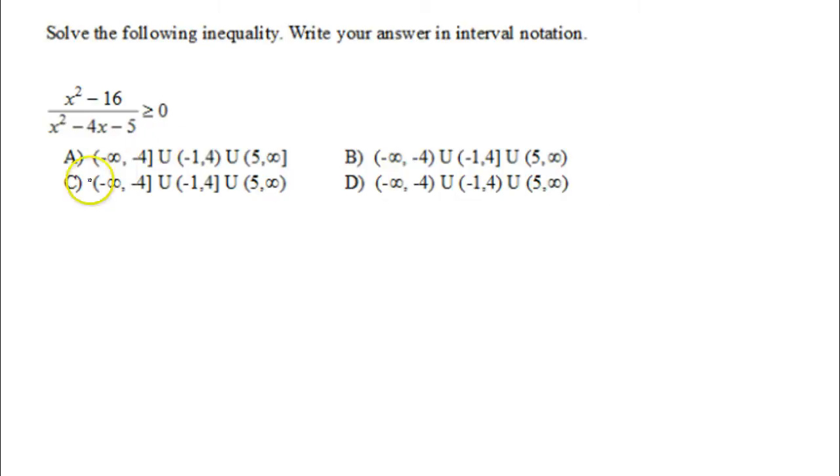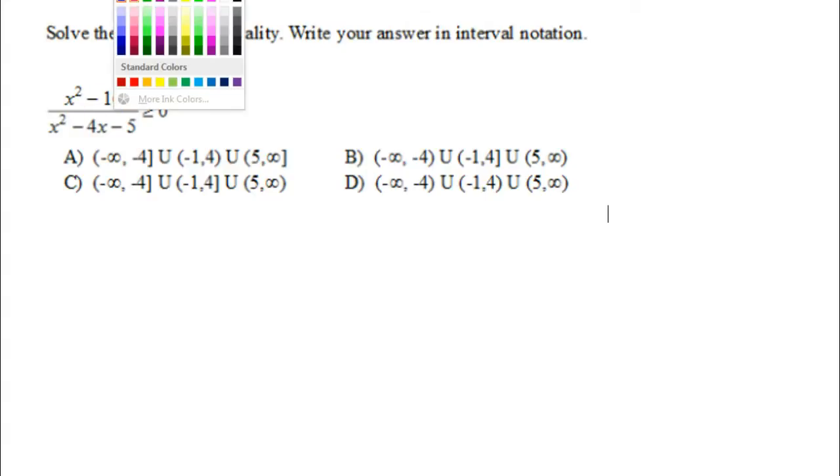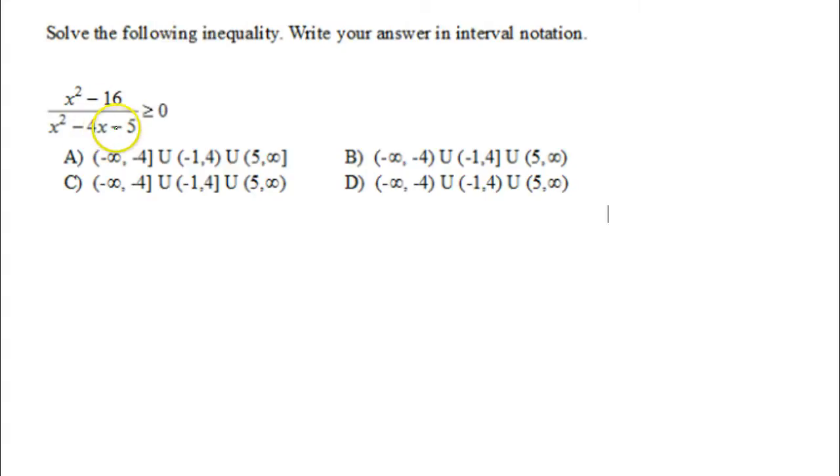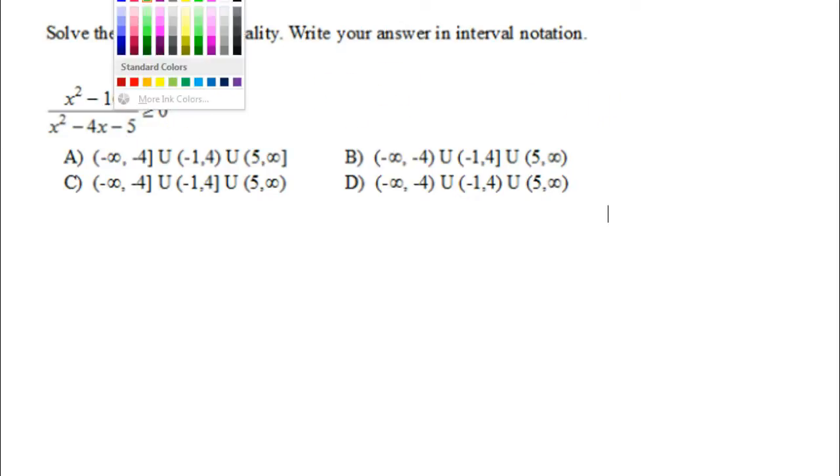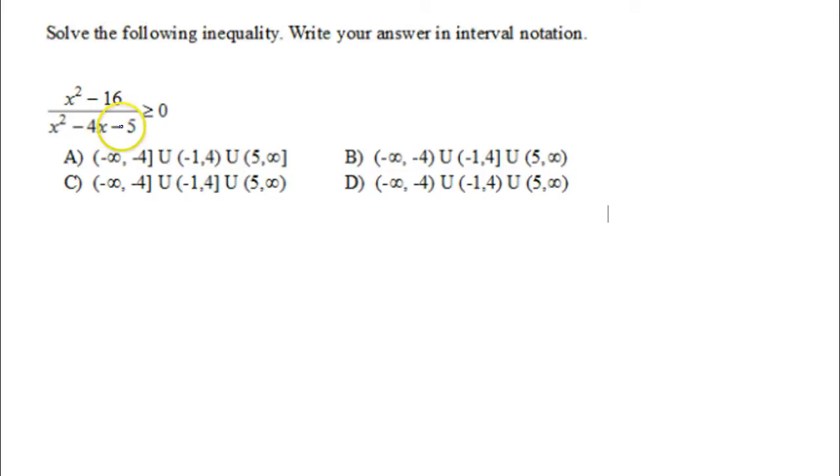Now, how do we figure out which values to plot on the number line? What are the critical values? For rational functions, they come from two sources. One source of critical values will be any excluded values. The other source will be we'll solve the problem as an equation, and those will be critical values. So either way, we are going to need to factor this problem.